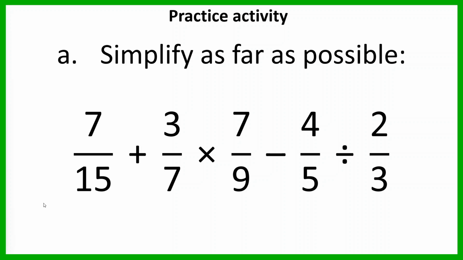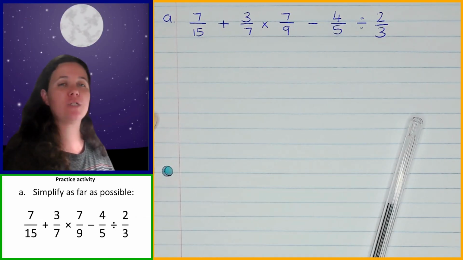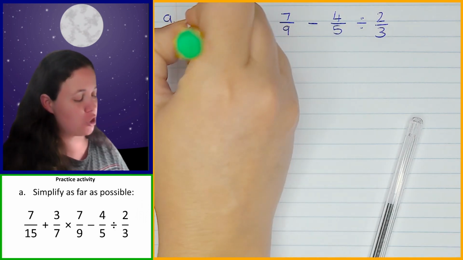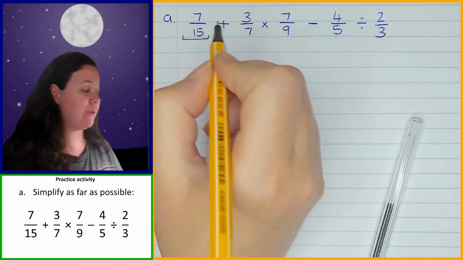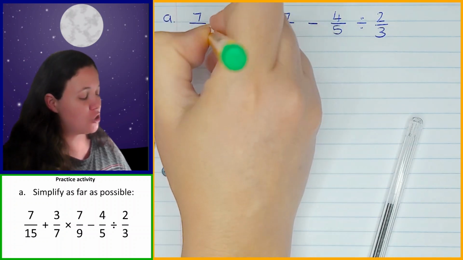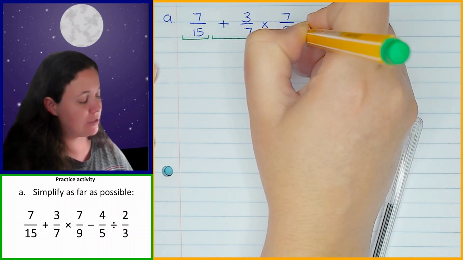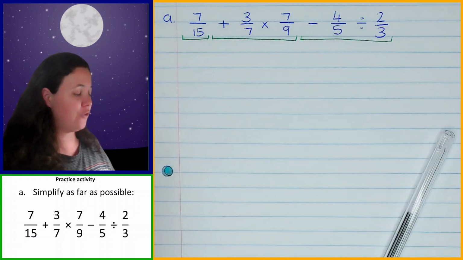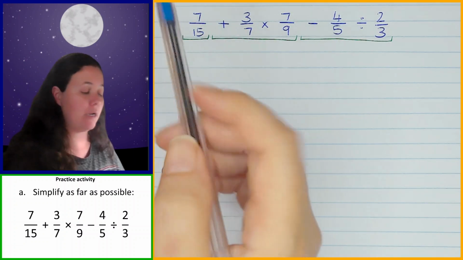Okay, so let's go through that question and see what you should have got. In this question, first let's see where our terms are. The first term is just the 7 over 15 up to where that plus is, because remember, the pluses and the minuses separate the terms. The next term is from this plus up to there, and the next term is from the minus to the end. The first term, we can't do anything with that because it's just one fraction.